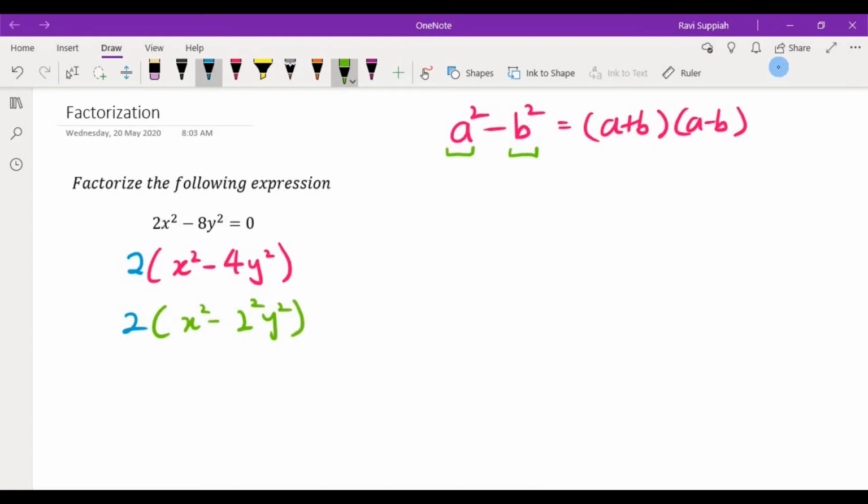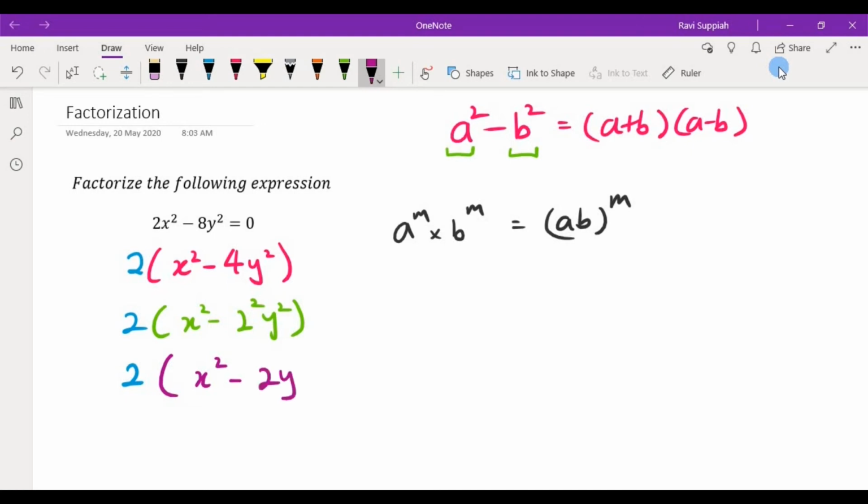Now 2 squared y squared. This comes back to our indices rule that says a^m multiplied by b^m is the same as (ab)^m. Two different bases with the same power multiplied together is the same as multiplying the bases together and having a common power outside. That means I can now rewrite this expression as 2 bracket x squared minus (2y) squared close bracket.